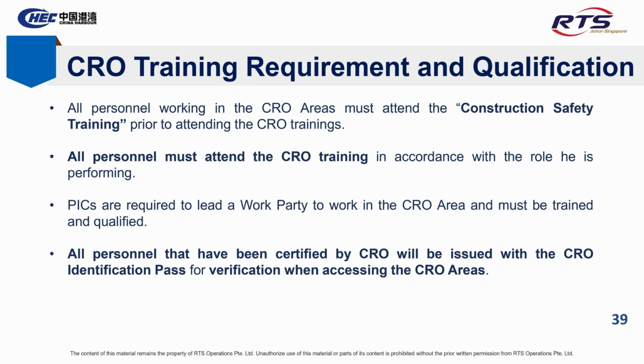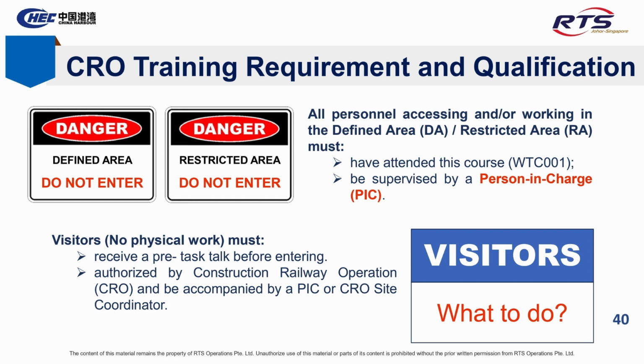Lastly, every trained personnel will receive a CRO identification pass, which must be presented for verification before entering any CRO designated zone. Slide 40, accessing defined and restricted areas. Access to defined and restricted areas is strictly controlled. All personnel must have completed the WTC001 course and must be supervised by a certified person in charge, or PIC.